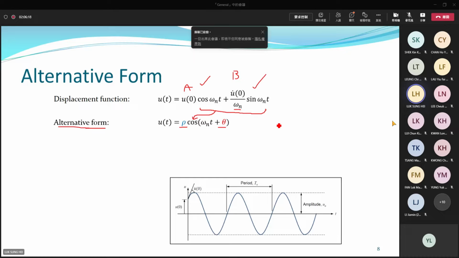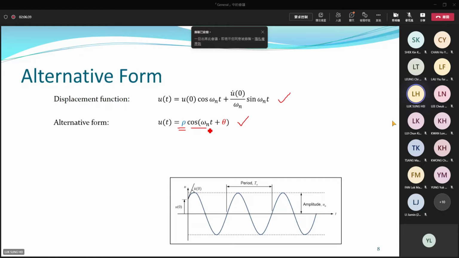Well, in terms of calculation, I think the original form is easier to use. But in terms of graphical understanding, I think the alternative form is easier to understand, because from these equations you can see the vibration amplitude, right?